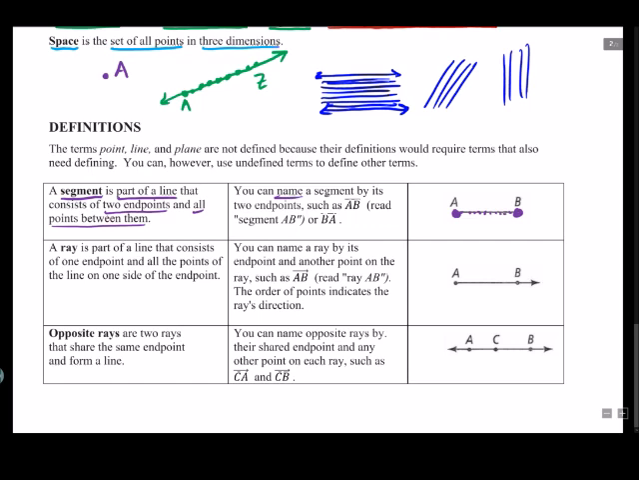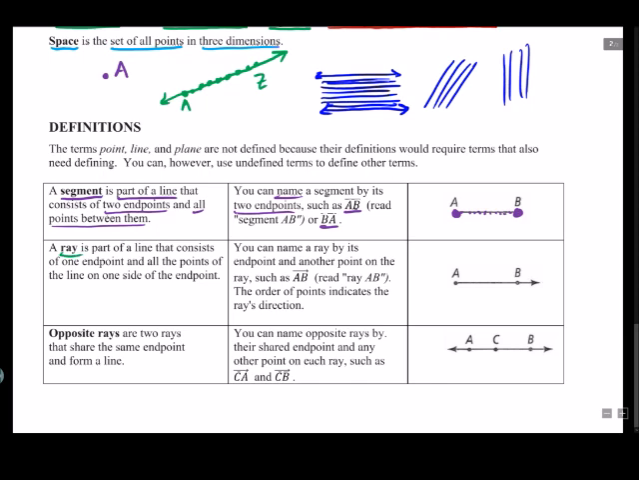We name our segment by its two endpoints. So you can see our notation here says segment. Notice there's no arrows on it. It's just segment AB or segment BA. Order doesn't matter in this one.